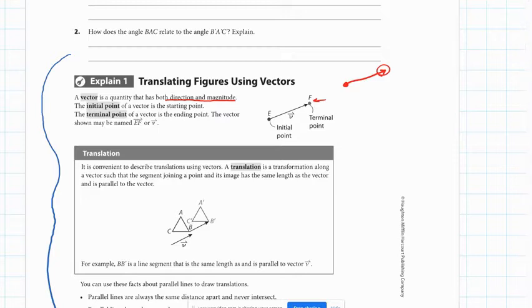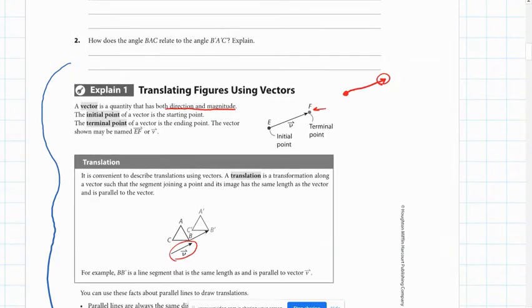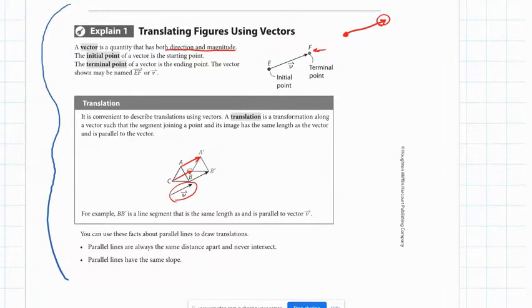What you see here in this box is how we're using this vector v to translate triangle ABC. That means every point is going to move the same distance and the same direction. So A moves to A prime, C moves to C prime, B moves to B prime, and if we draw all three of those arrows, those are all vector v. They all have the same magnitude and direction as vector v.